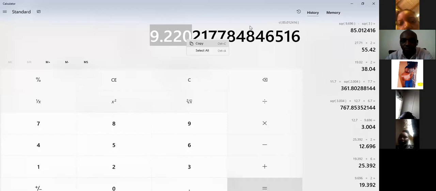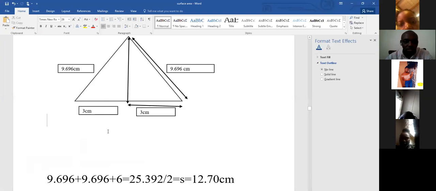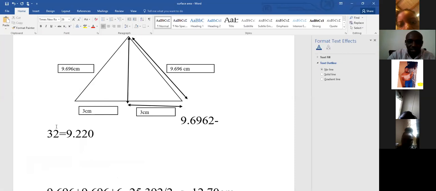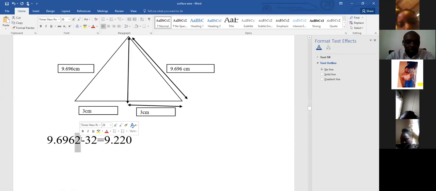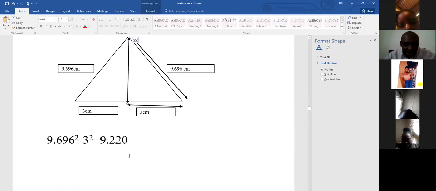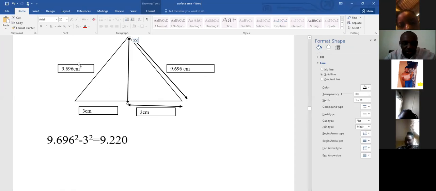9.220. So I can simply come here and say, let me paste the answer first. So after saying 9.69 squared minus 3 squared, that's the answer that I've gotten. And then I find the square root of the answer. I'm going to get this distance here. This height here is going to be 9.220.